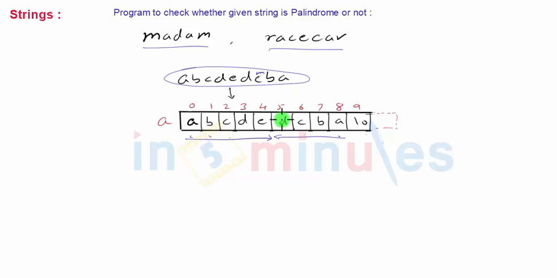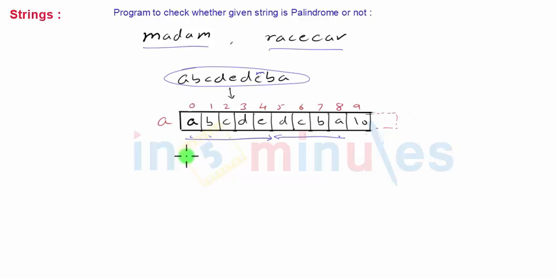But anywhere there is a mismatch, let's say the 0th and 8th are not matching, we can say it is not a palindrome. Or let's say the 2nd and 6th are not matching, we can say it's not a palindrome. So we'll do the checking that way: if any pair is not matching, we'll say it is not a palindrome.